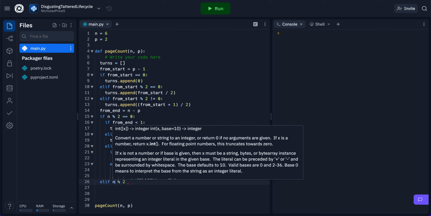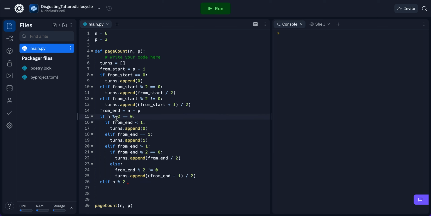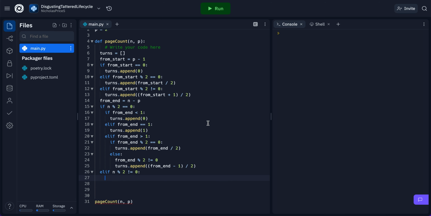So if the number of pages of the book is even, we'll follow this flow. If the number of pages in the book is not even, we will follow this next flow. Sorry about that. Okay. Like I said, this is kind of a long problem, really just because of the conditionality, but it's not too complicated. So you've got ifs and elifs all over the place.